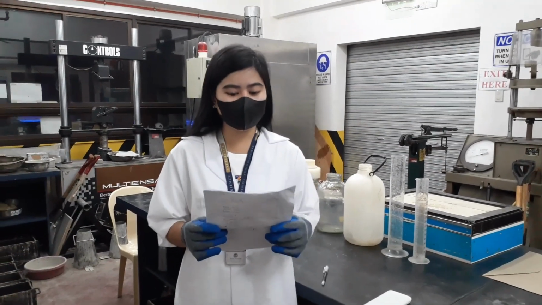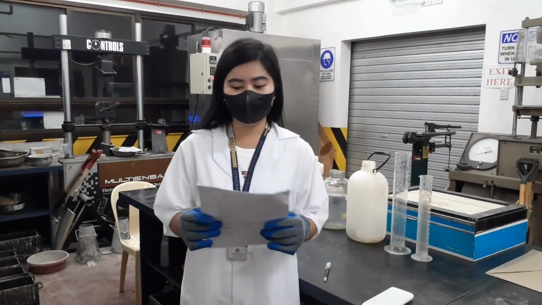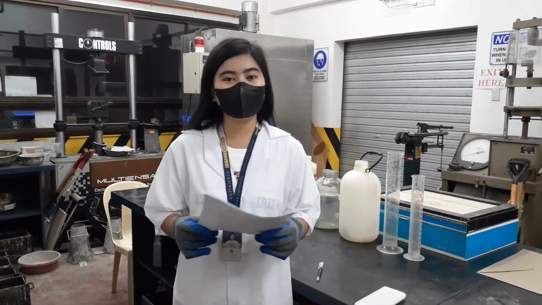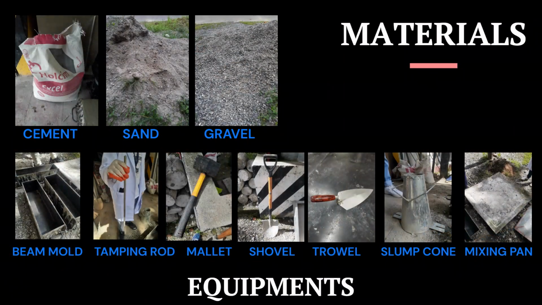Titled Designing and Making of Concrete Beam Samples with Slump Test. So the materials that we use are cement, sand, and gravel, and the lab equipment that we use are beam mold, thumping rod, mallet, shovel, trowel, slump cone, and mixing pan.